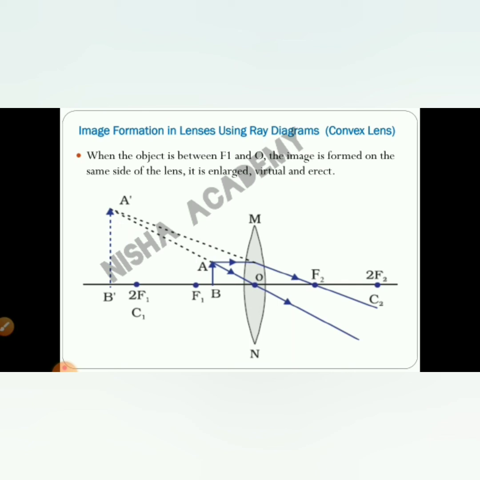So this is how the rays are refracted by the convex lens and create different types of images. The figures we have studied for the convex lens are called ray diagrams. So these are the ray diagrams for the convex lens for the different positions of the object. In the next video we'll see image formation by the concave lens.